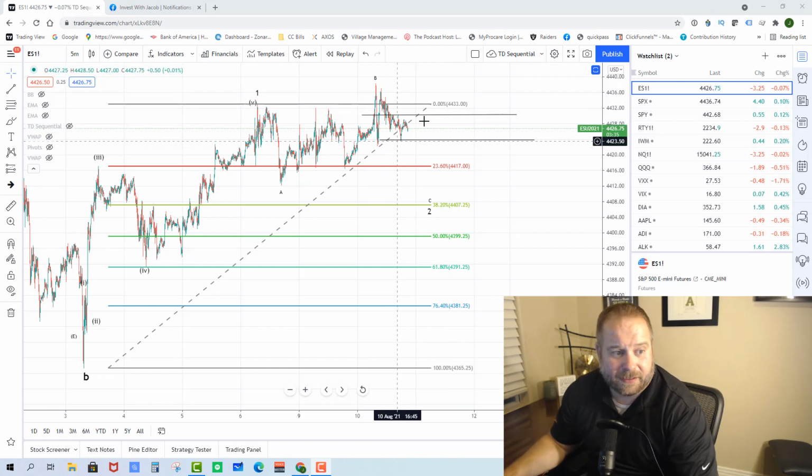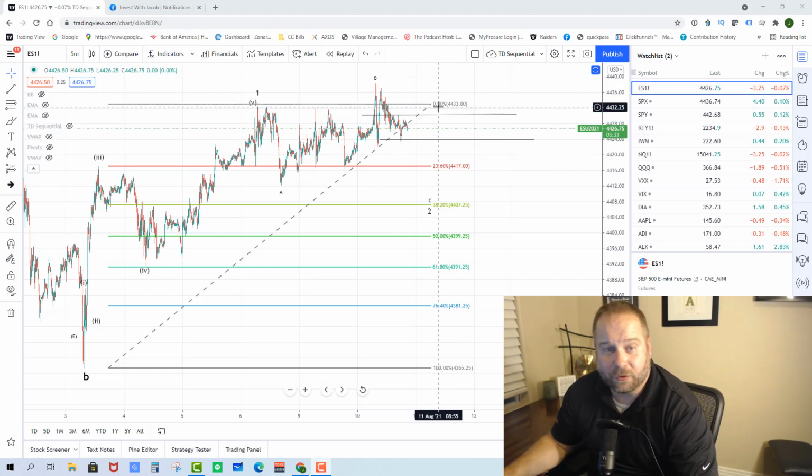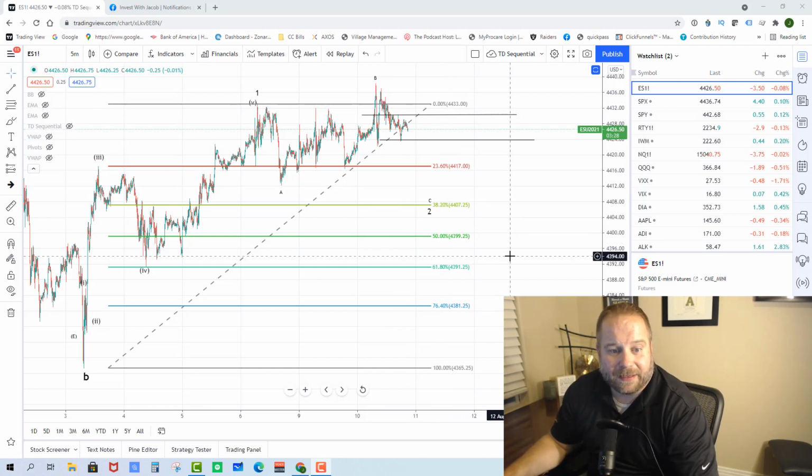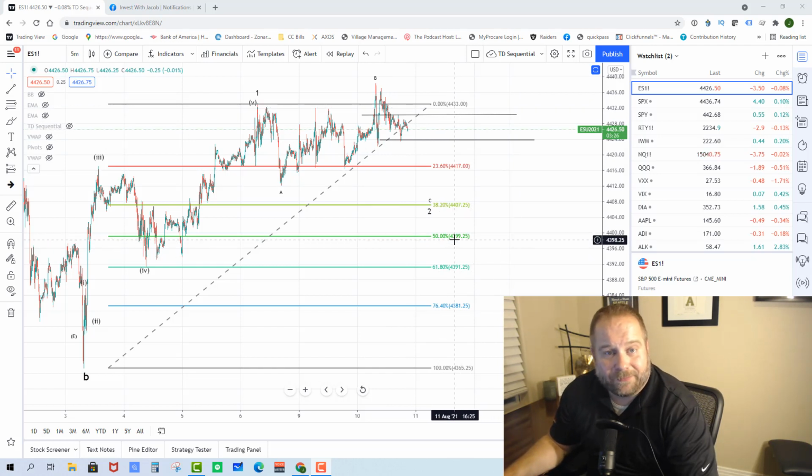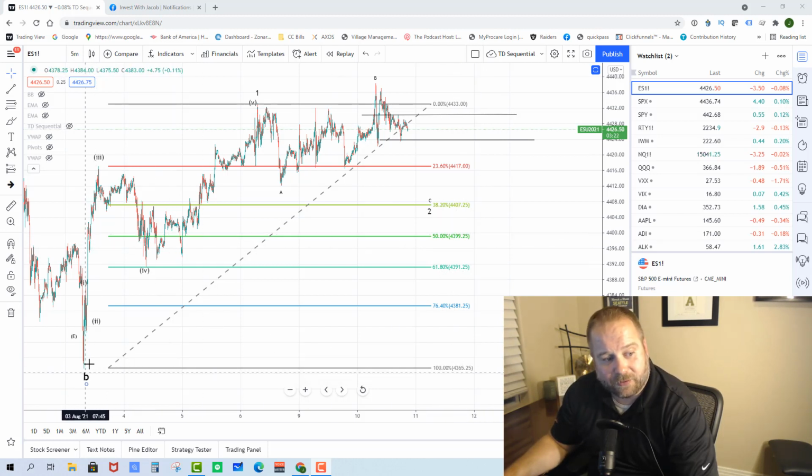Now, with the action and target and structure pointing up, I still think we have up to go, but if they decide to pull this down, the key will be 4,400. If they break down below 4,400, our last line of defense is right here at the bottom of this B wave at 43.65. If that breaks, you're looking at a swift 200 or so point move down toward 41.65.